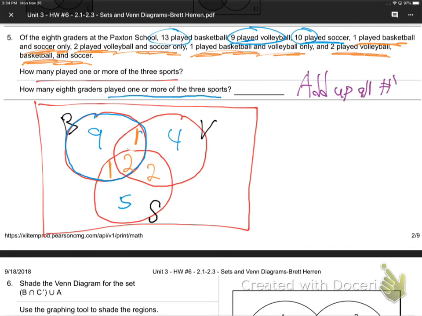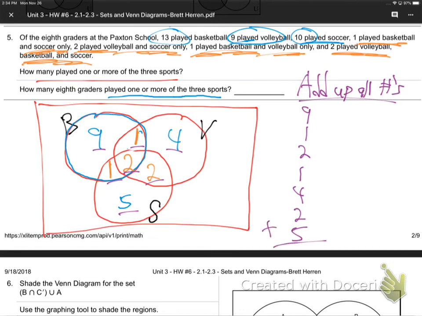Add up all the numbers. So I'm going to go 9 and 1 and 2 and 1. I'm going to underline them so I make sure I don't miss anybody. 9, 1, 2, 1, 4, 2, 4, 2, 5. Is that it? I just underlined them as I went. So yeah, I got them all.